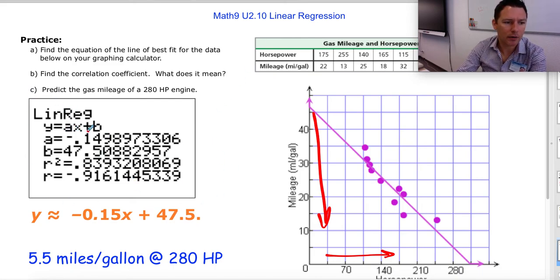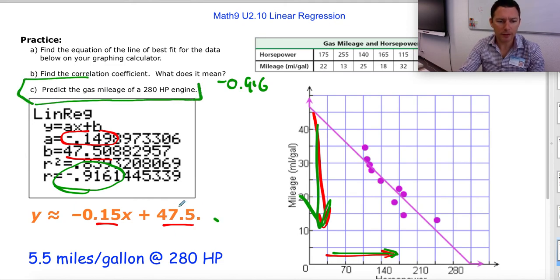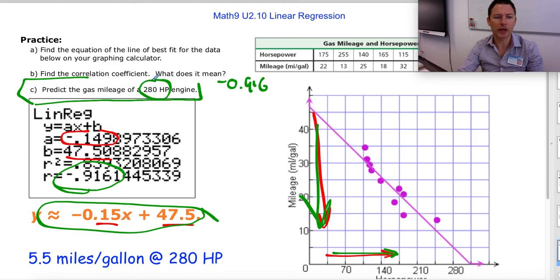From that, you should write down A x plus B, and the R value is -0.916, which means it's a good approximation of the data. The negative just means as you increase one thing, the other thing decreases. Cool? If you're clever, you can use this equation to predict the gas mileage of a 280 horsepower engine, right? This is an X value, so plug it into the X there and get a Y value out. Should be about 5.5.